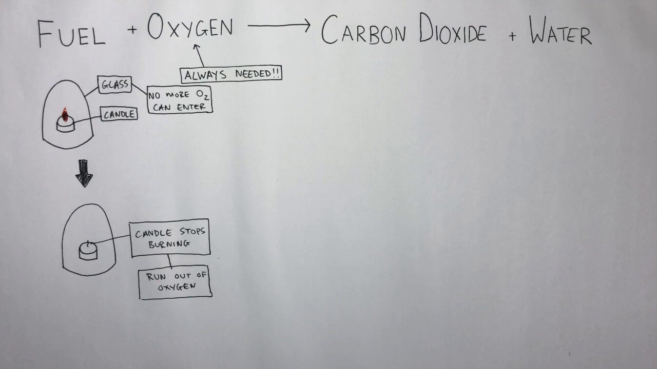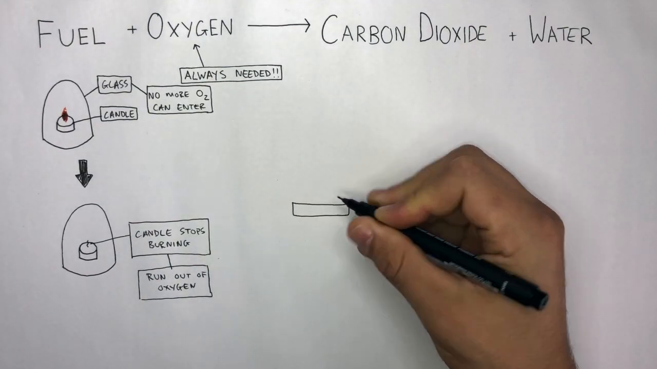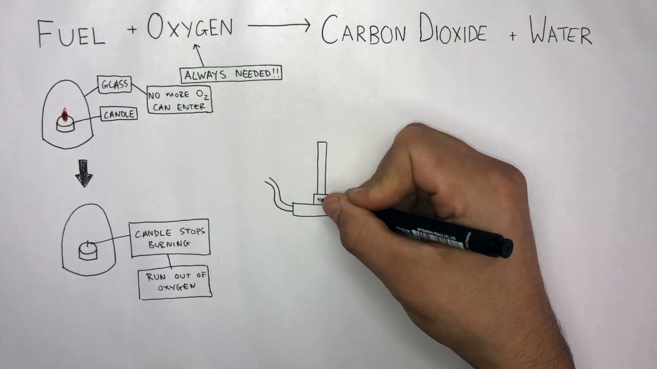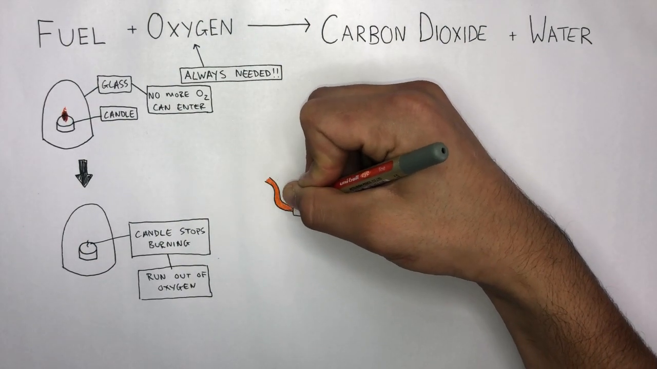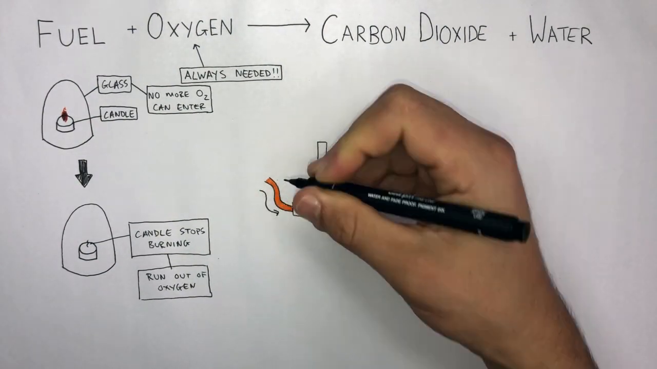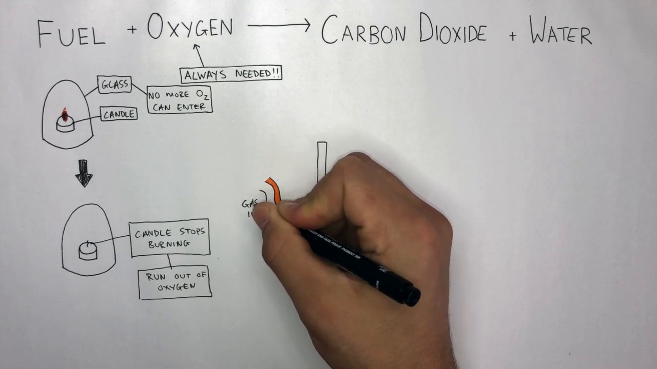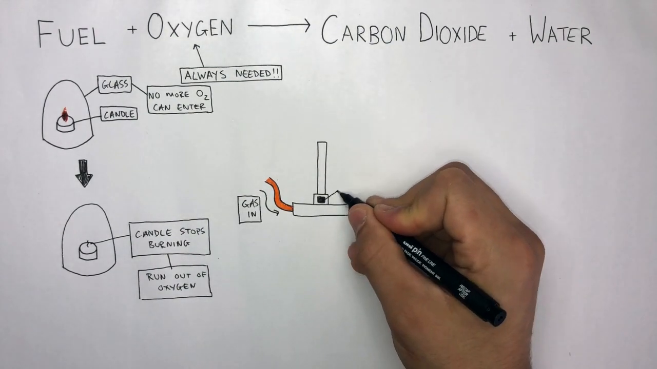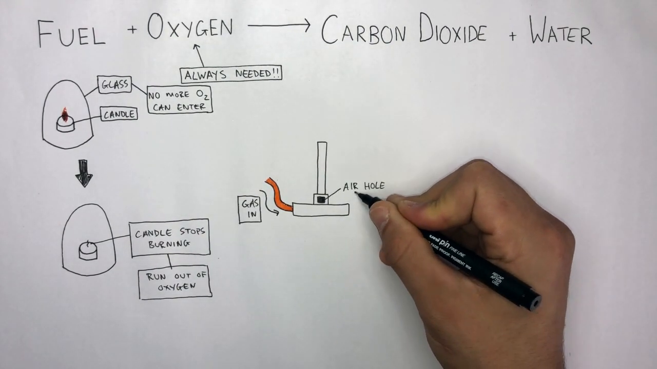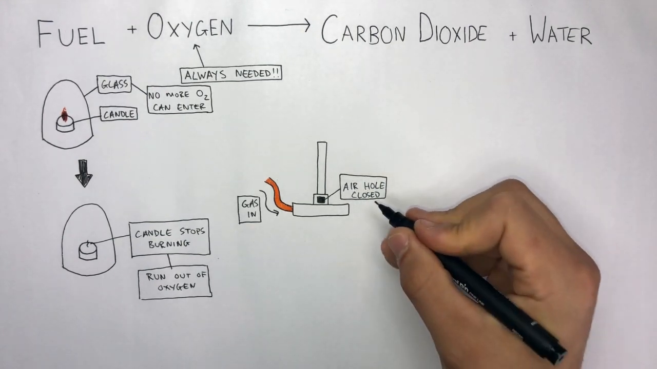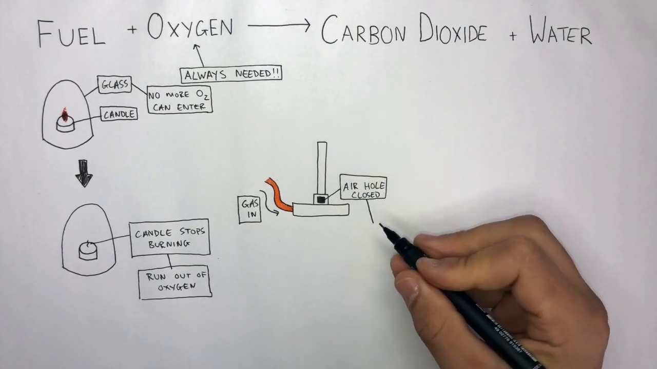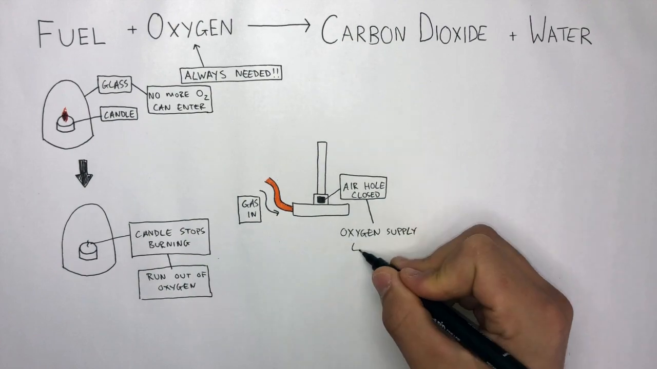This is a Bunsen burner, and it's used in the laboratory to heat things up. And this orange tube shows where gas enters the Bunsen burner. This is the air hole, which lets in air, and here the air hole is closed. This stops air entering the air hole, which means that the oxygen supply is limited.